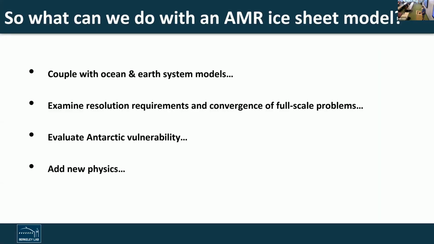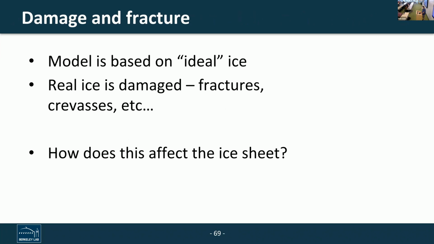Next thing we do is we can actually talk about adding new physics. So these models have all been based on sort of undamaged ice, right? Imagine an ice cube. It's very pretty. It's very clear. But real ice is damaged. It's got fractures, crevasses, et cetera. So how's the real ice?